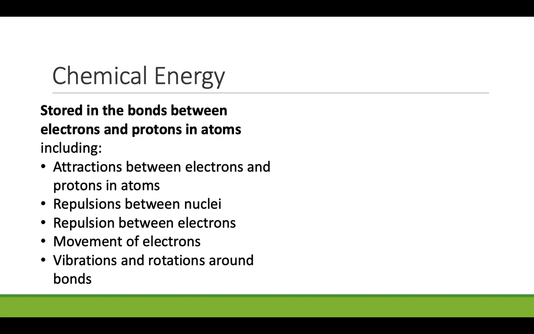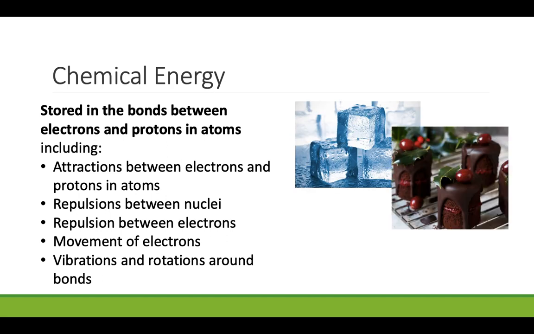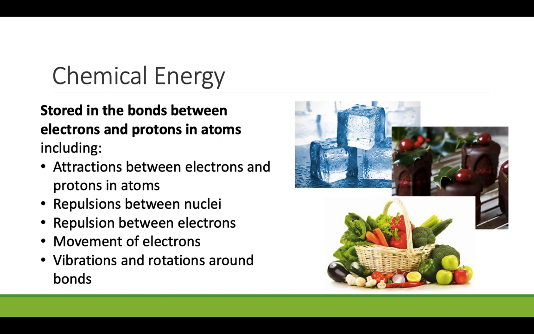Chemical energy refers to the energy stored in the bonds between electrons and protons in atoms. They include attractions between electrons and protons in atoms, as well as the repulsions between positively charged particles like the nuclei and electrons. They also include the movement of electrons, as well as the vibration and rotations of different chemical bonds. So chemical energy exists in almost all substances, cold as ice, hot as these muffins, or as healthy as these vegetables. They all have chemical energy.